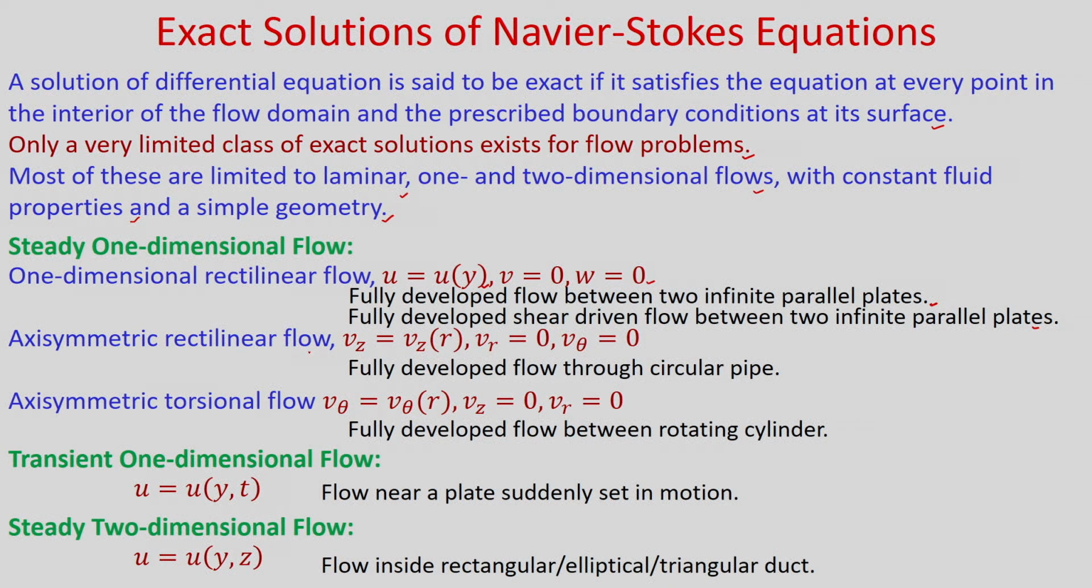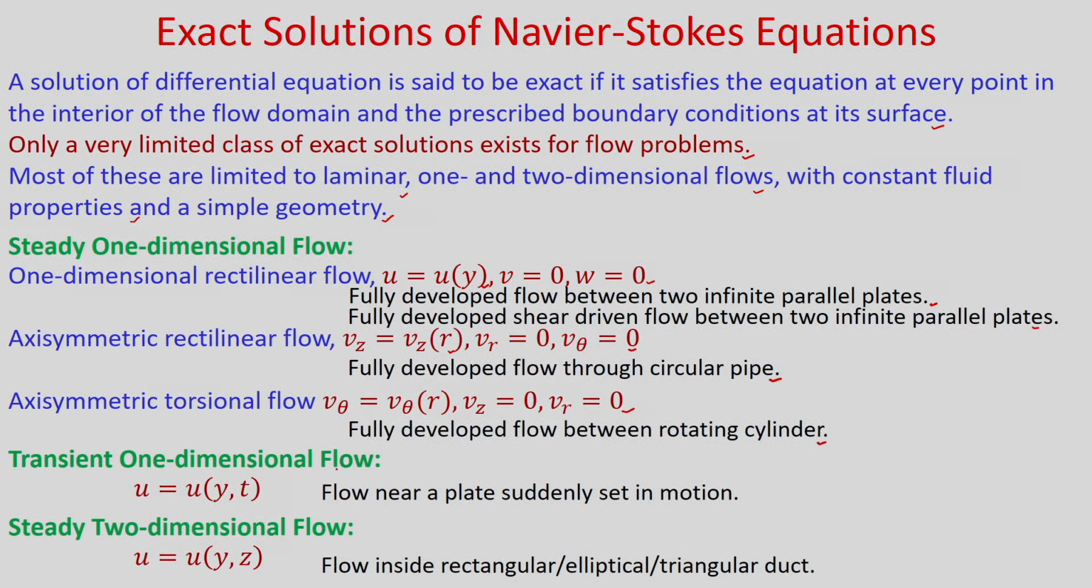What is axisymmetric flow? In the axisymmetric flow, the velocity in the theta direction is 0 and the gradient of any velocity component or pressure in the direction of theta is 0. So, Vz is a function of r and Vr is 0. So, we can have the solution for fully developed flow through a circular pipe, which is known as Hazen-Poiseuille flow, and we can also have axisymmetric torsional flow where V theta is a function of r only and Vz and Vr are 0. So, the example is a fully developed flow between rotating cylinders.